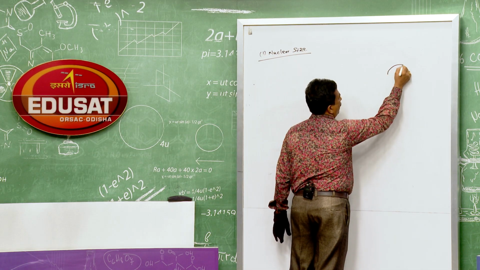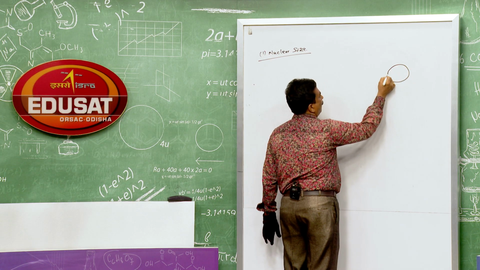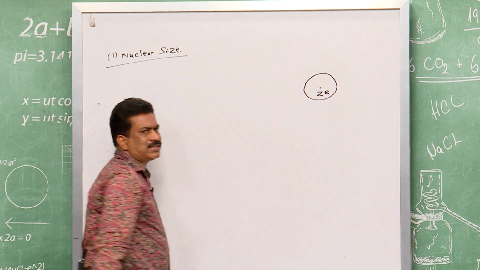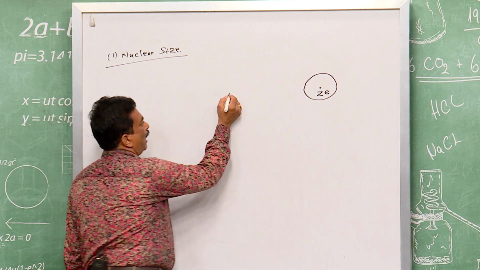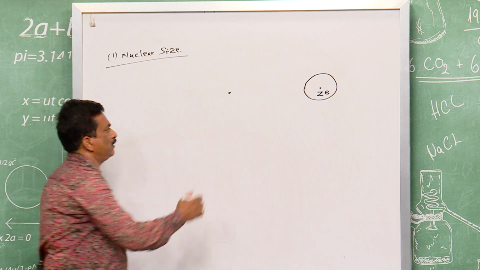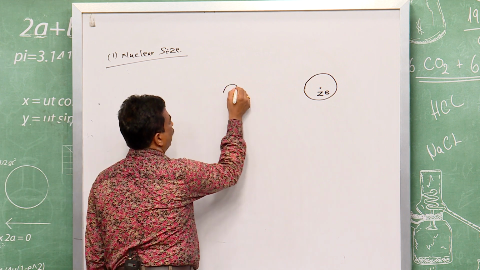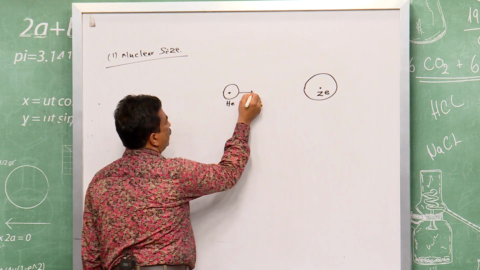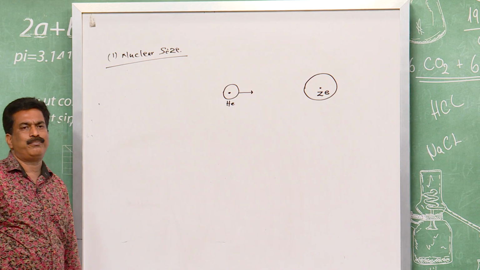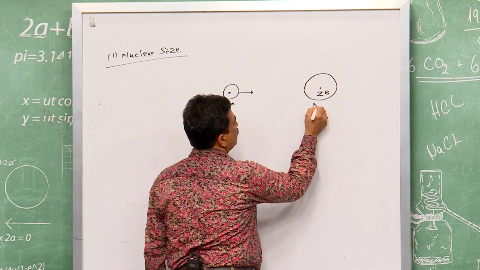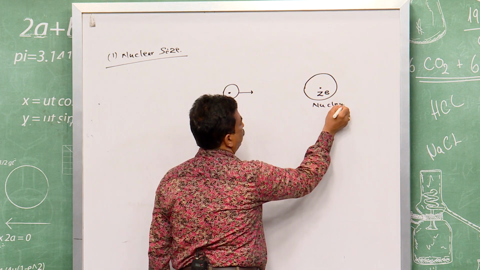Suppose this is the nucleus, whose charge is Ze, and according to Rutherford's alpha scattering, suppose this is a helium atom. This helium atom approaches towards the nucleus. This is the helium, this is the nucleus.